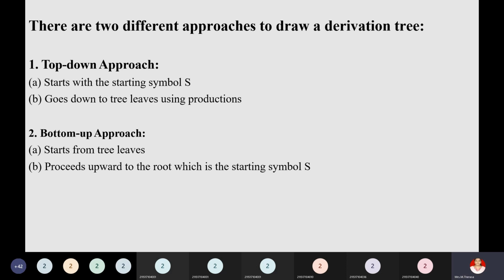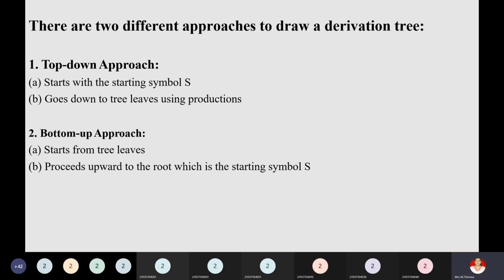There are two different approaches to draw a derivation tree: the top-down approach or the bottom-up approach. The top-down approach starts with the start symbol S and goes down the tree levels using the productions. So we start with the start symbol, which is replaced by the right hand side of the production rules. Then we can choose any one of the non-terminals and grow the tree by replacing the non-terminal by its production rules. This approach is called the top-down approach.